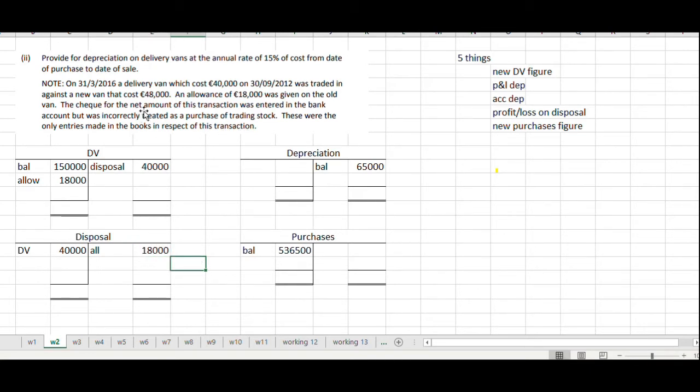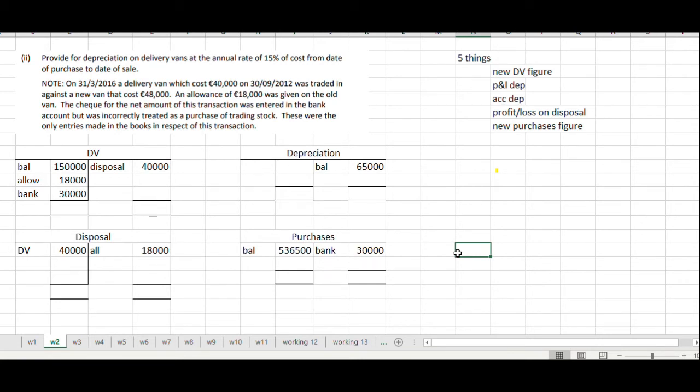Now it says the cheque for the net amount of the transaction. The new van cost 48, we were given an allowance of 18, so the amount that actually came out of the bank was 30,000. So we debit delivery vans 30,000, we credit purchases 30,000. That's how much was actually paid for the new van. Okay, so we have some figures.